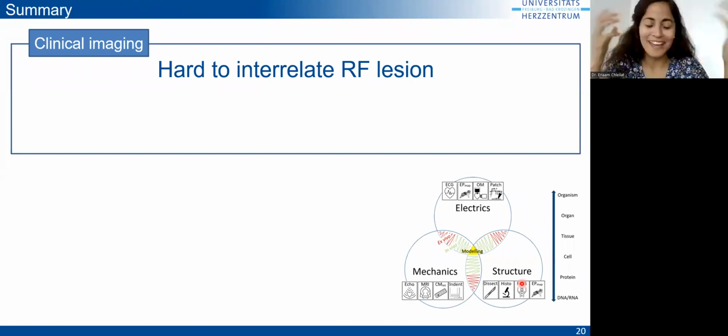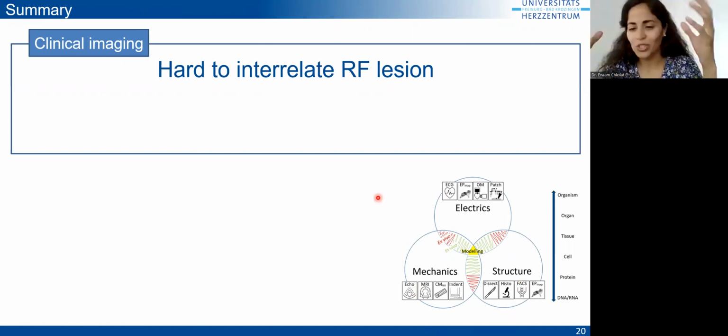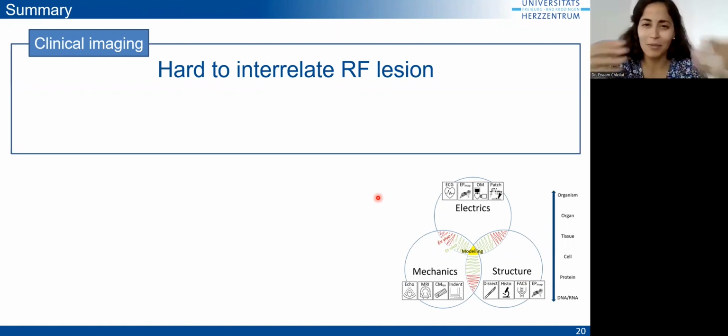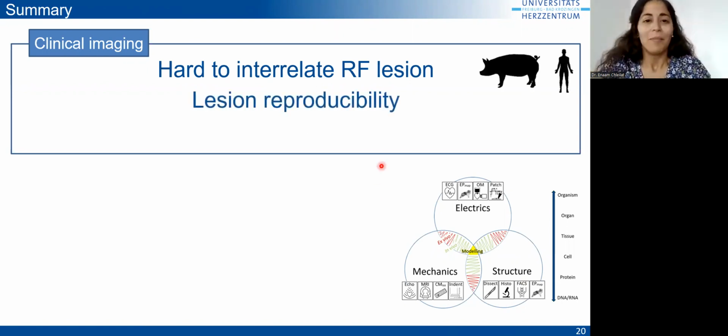But in summary, I hope that you were able to get a little flavor of all of the exciting and wonderful things that we do in Freiburg using this large translational pig model. A few take-home messages: first, it's hard to interrelate the lesion. When looking at the MRI data, electroanatomical mapping data, echo, or all of the structural things that we do ex vivo in the lab, with all of these different imaging modalities, we get different information about the lesion.